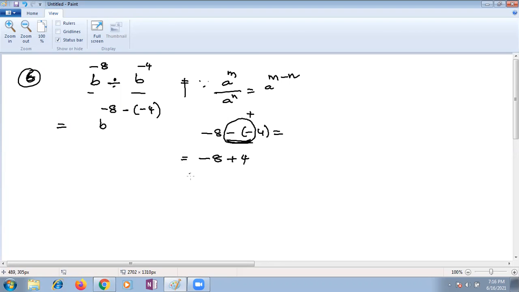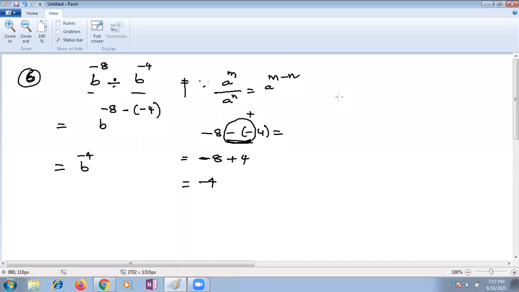If there are different signs, then you have to always find the difference. Yes, -4. I think the answer is -4. Ma'am, B raised to the power -4. Very good. Exactly, because we have integers. Minus and minus goes to plus, and minus and plus we will always subtract, and 8 is bigger than 4, so -4 will come as the answer. Exactly. Very good.